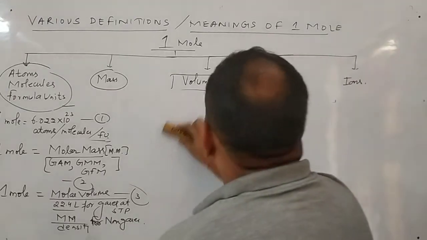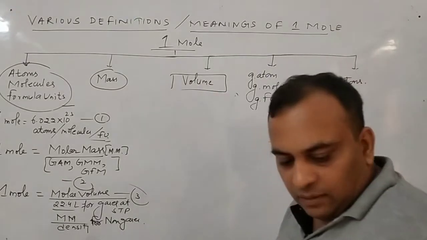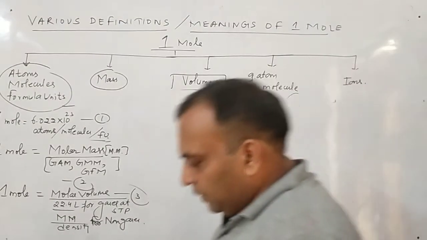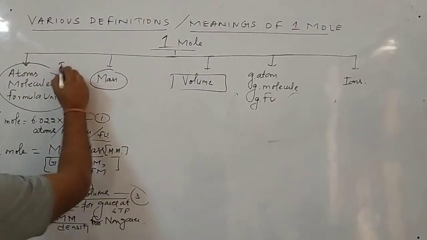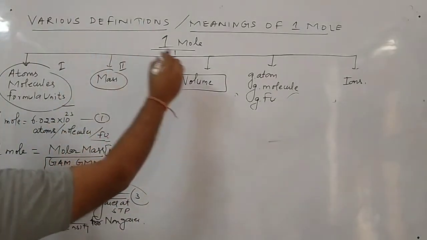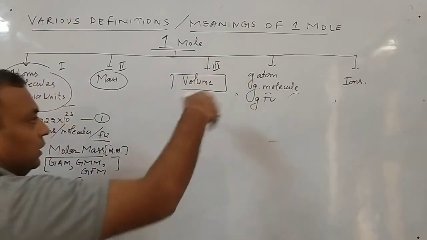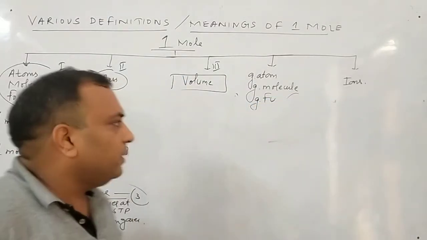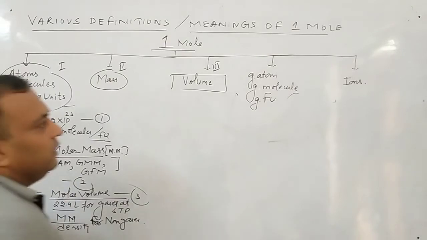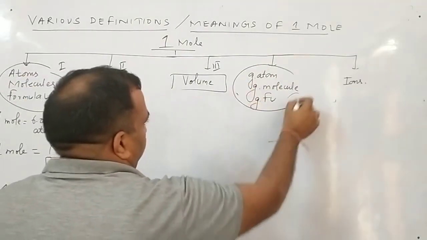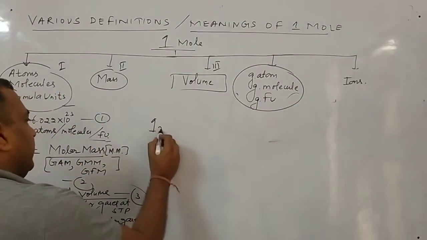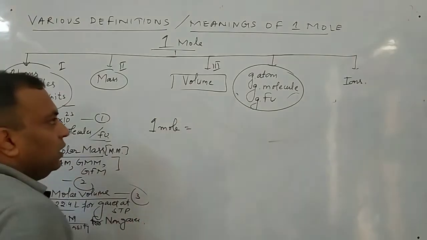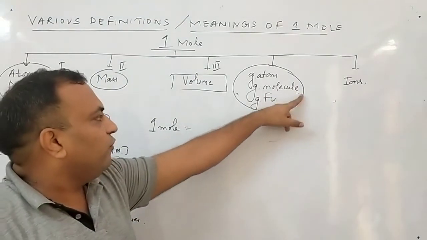So we have done the 3 things now. These are the main parts. In case of atoms, molecules, we have done first. Second in case of mass, third in case of volume. These are the main ones. The others are similar, not so typical, easier ones. Now remember, next we have to explain 1 mole in terms of gram atom, gram molecule and formula.